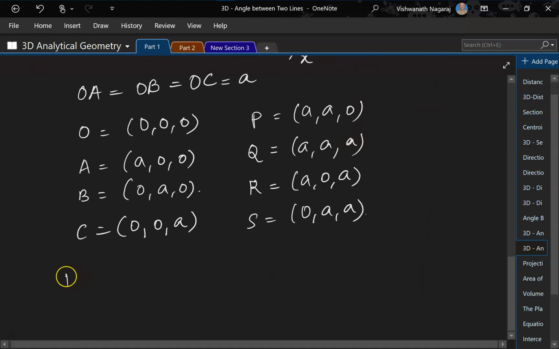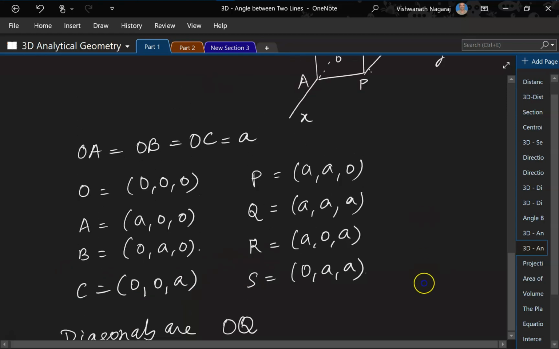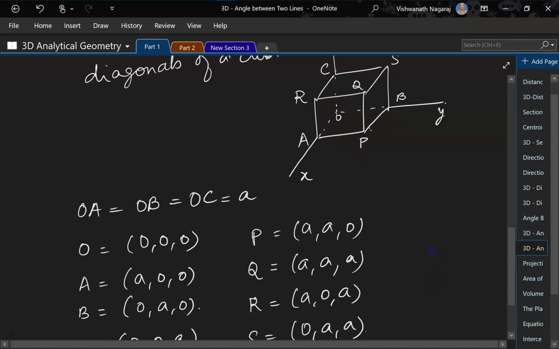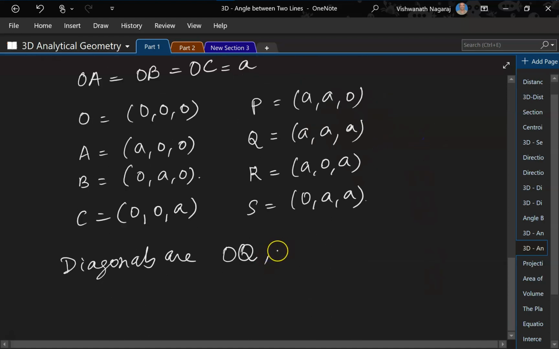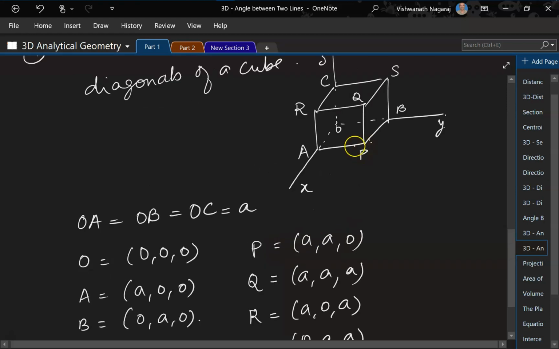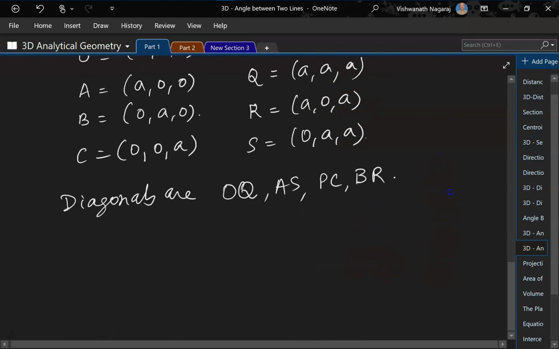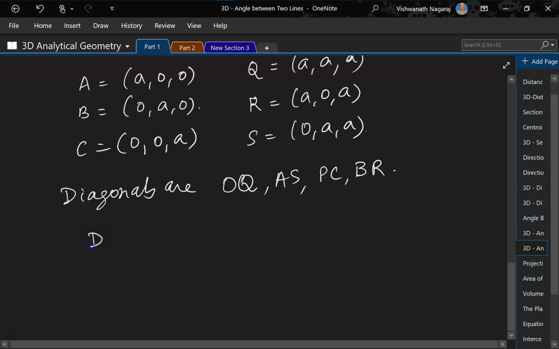Now what about the diagonals? The diagonals are OQ. Look at the diagram. O to Q is one diagonal, A to S is another diagonal, B to R is a diagonal, and PC or CP is a diagonal. So OQ, AS, PC and BR are the diagonals.